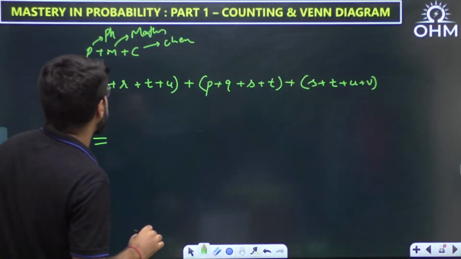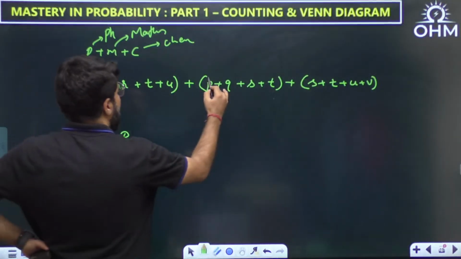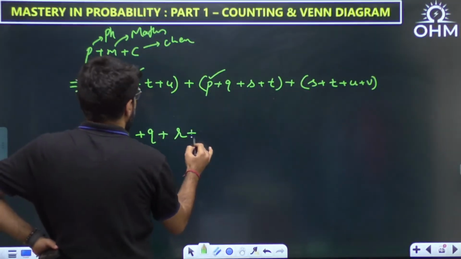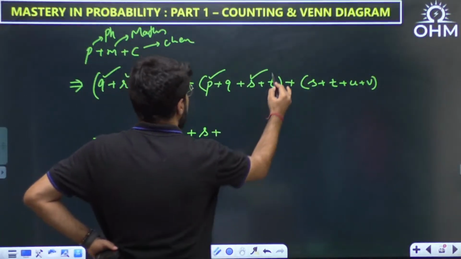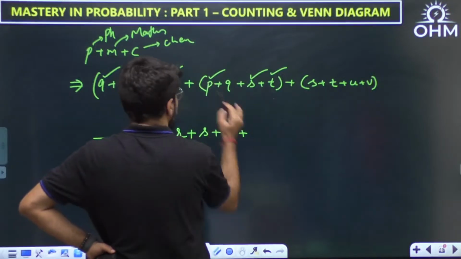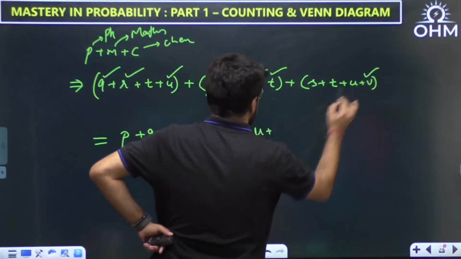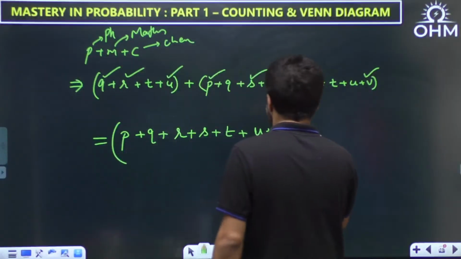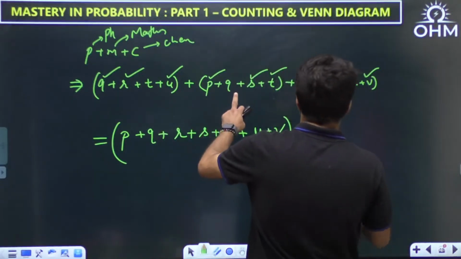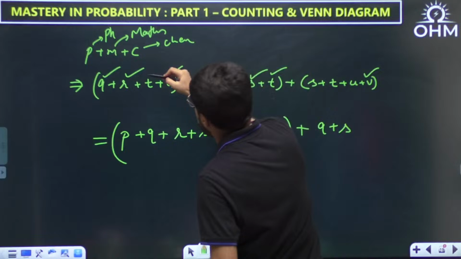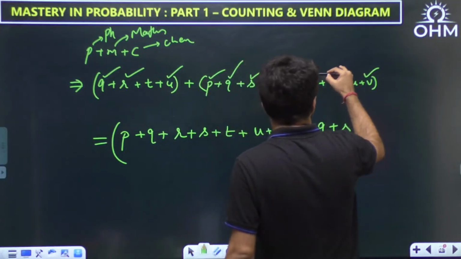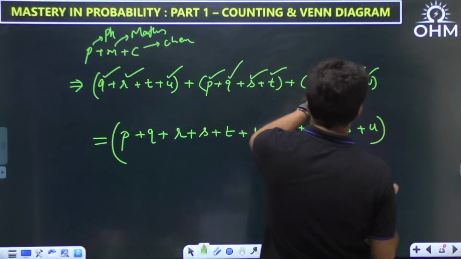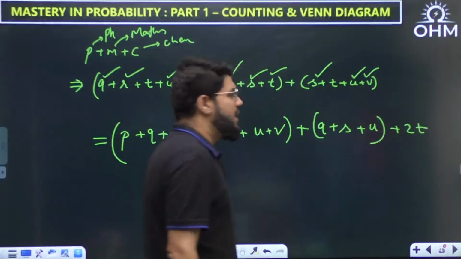Now let's try to find it. How many times are the letters coming? P is coming, I have used P once. Then Q, R, S, T, U, and V. These are definitely coming one time. Plus now what are the others? Then there is a T coming, and then Q and S and U. Q, S and U is also coming up, and T additionally coming up 2 more times. So 2T, additionally 2 more times.